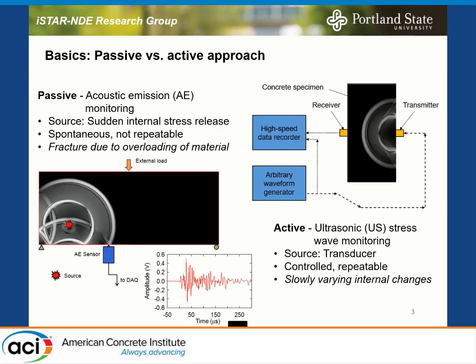Okay, so active versus passive approach, I already mentioned it. In the passive approach over here, we call that traditional acoustic emission monitoring. We have a transducer network, so sensors either on the surface or embedded in the concrete that measure basically tiny little vibrations on the surface that are caused by some source that happens internally. So the material is overloaded somewhere, and that basically initiates a stress wave that propagates out. A little earthquake, basically.